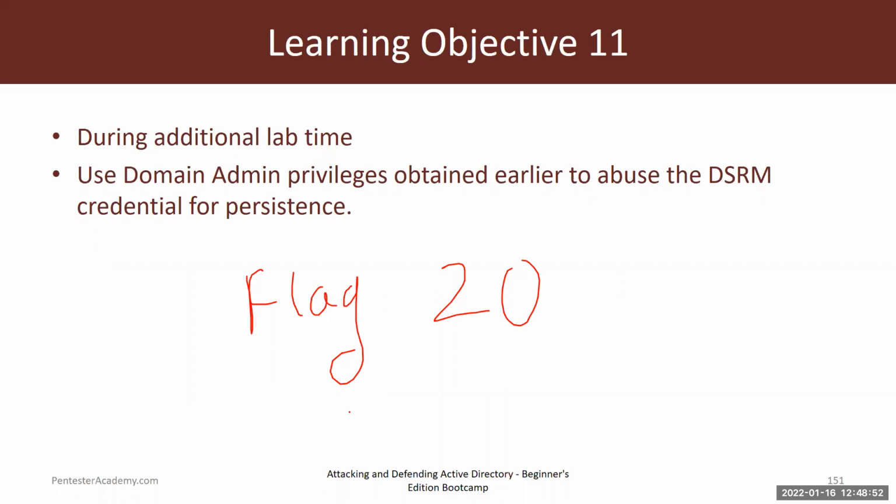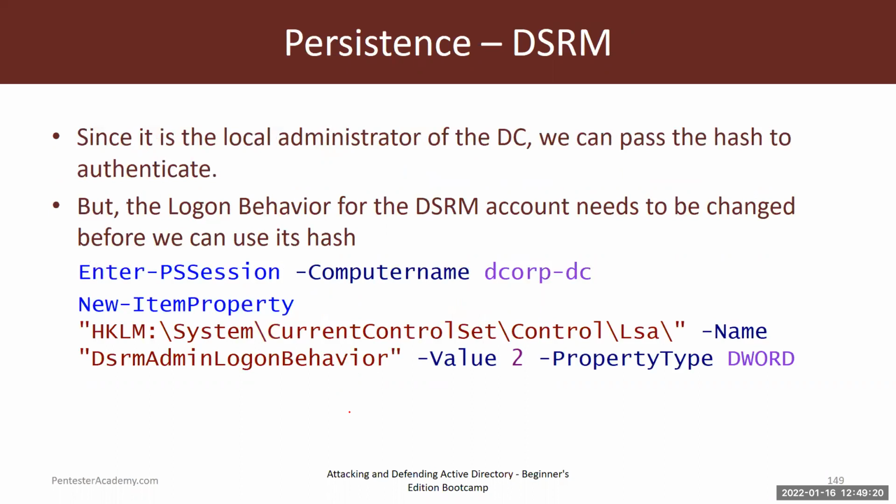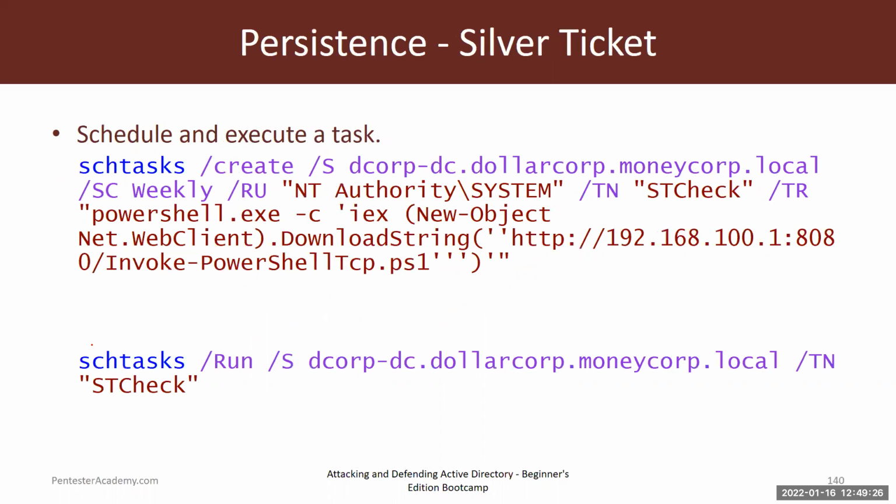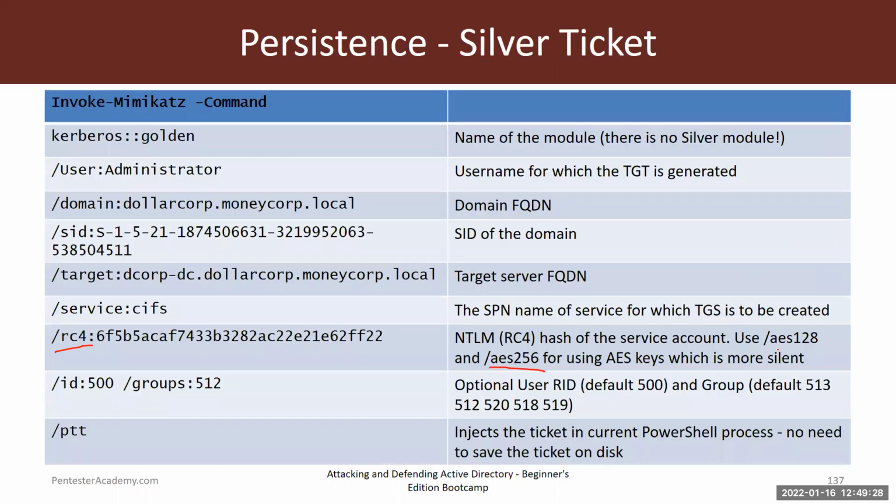A question was, if RC4 cipher is disabled on a machine, is this still possible? Or does it matter only on the DC? You have the answer in the question. Yes, it matters only on the DC. And if RC4 is disabled on the DC, then you have to use AES keys. You can use AES keys even in case of silver ticket. In place of RC4, you can use AES256 or AES128.